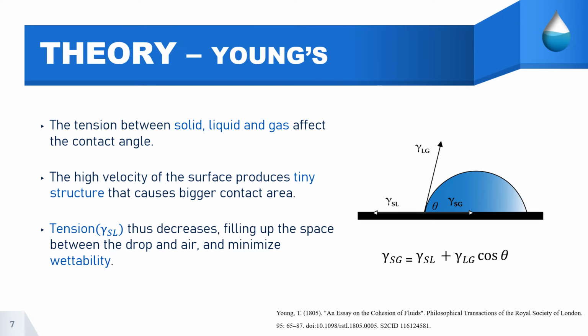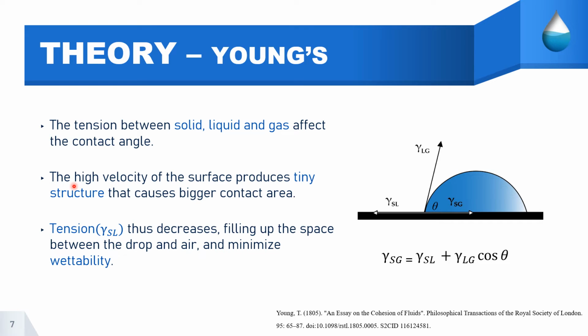Next page. The first theory, we use Young's theory. It describes the tension between solid, liquid, and gas. So these are three tensions. Like this one is between liquid and gas, this one is between solid and liquid, and this one is solid and gas. So by looking into these three forces, we can write down the equation like this. σSG = σSL + σLG cosθ.